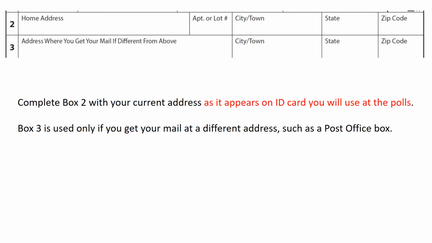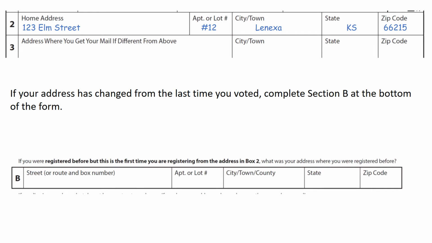Complete box 2 with your current address as it appears on the ID card you will use at the polls. Box 3 is used only if you get your mail at a different address, such as a post office box. If your address has changed from the last time you voted, complete section B at the bottom of the form.